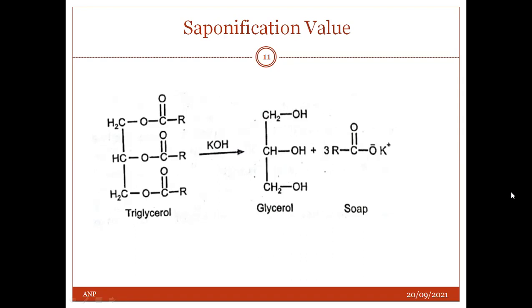So, what is the principle behind this? Principle of saponification value: the fats, particularly triglycerides, undergo alkaline hydrolysis, maybe in presence of KOH or maybe in presence of NaOH. You can use any one of them. The fats on alkaline hydrolysis yield glycerol and potassium or sodium salt of fatty acid.